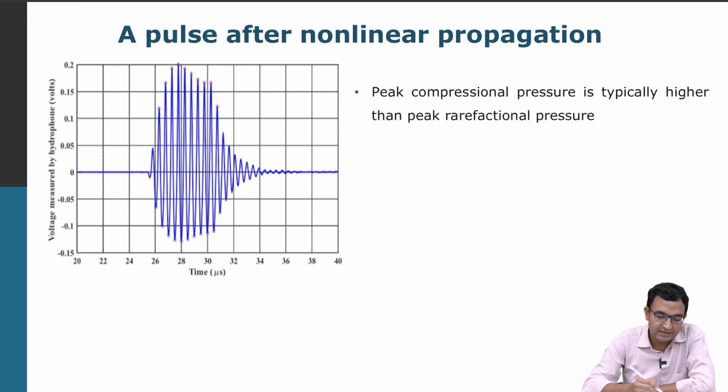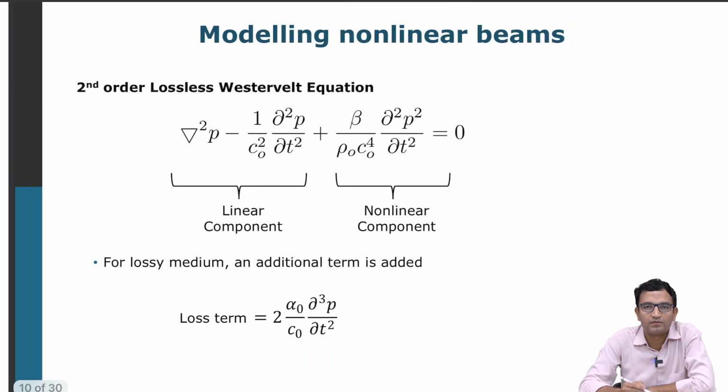So as you can see, there is asymmetry in the wave. The peak compressional pressure, or peak compressional amplitude, is more than the peak rarefactional amplitude. And this is somewhat characteristic of nonlinear propagation. Now, in diagnostic ultrasound, you don't get very extreme nonlinear propagation, shock waves, etc. But when it comes to therapeutic ultrasound, you get shock waves, and there are applications such as histotripsy and lithotripsy where you get shock waves. But this is a moderately nonlinear wave, and this is more relevant to diagnostic ultrasound.